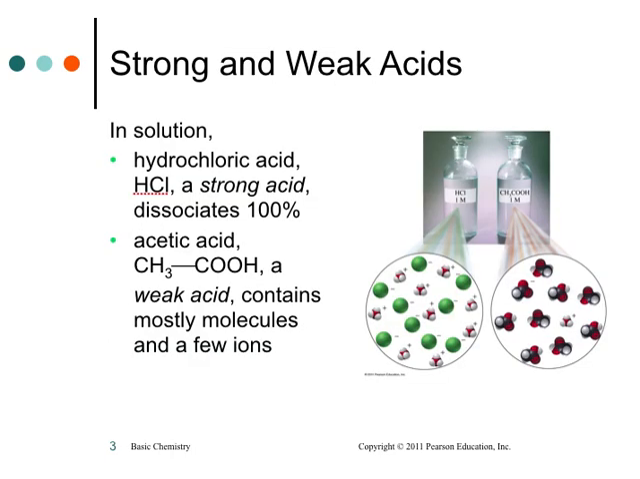Okay. So here's an example of a strong acid. Hydrochloric acid, HCl, is strong and it completely dissociates. It completely breaks apart. Acetic acid, which is what is in vinegar, contains only a few ions, mostly molecules. So it doesn't break apart very much. So it's a weak acid.